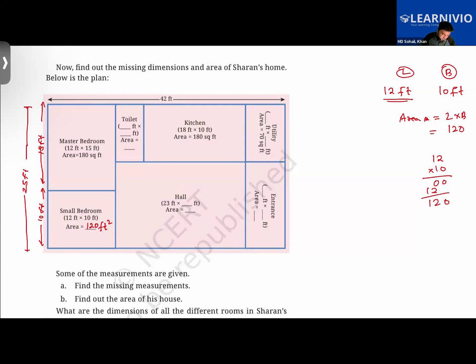Okay. Now it becomes very easy to find the area of the house because length is given as 42, breadth is given as 25. You will simply multiply them and we can get that answer.